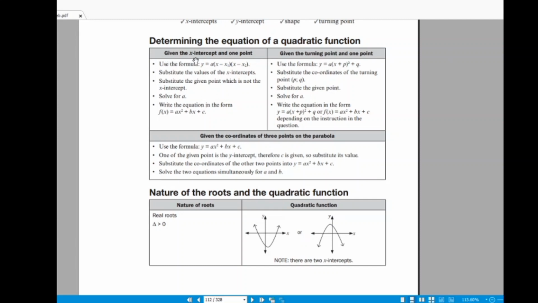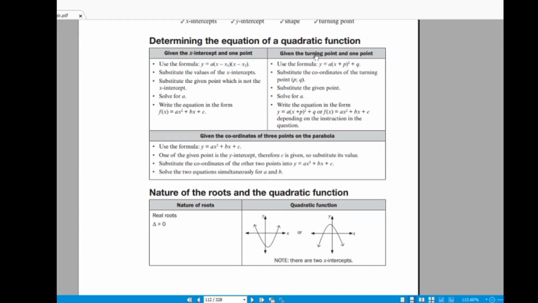If you are given 2 x-intercepts and 1 point, use the formula y equals a times (x minus x1) times (x minus x2), and substitute the values of the intercepts into this equation. So x1 will be your first x-intercept and x2 will be your second x-intercept. After you expand, use the other point that will be given to solve for a, and then you'll come up with your equation.